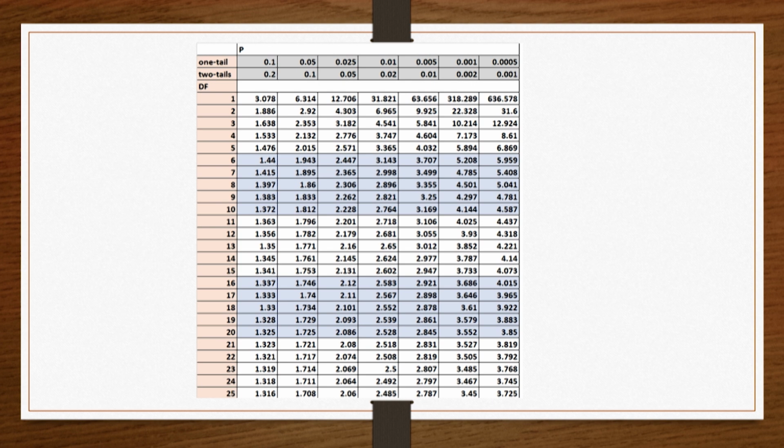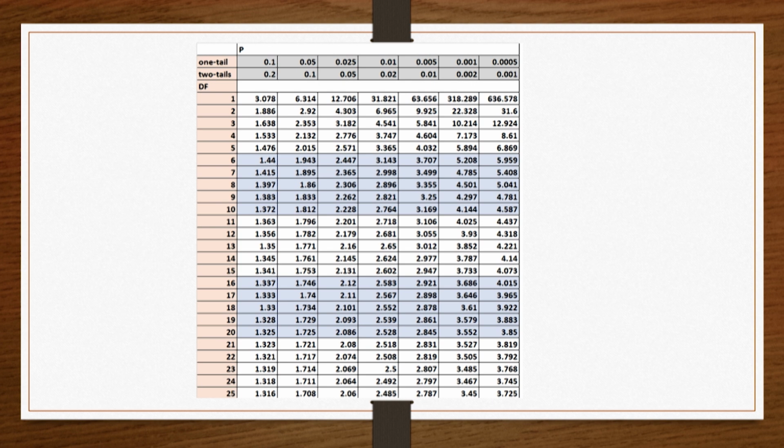Here a table is given. This table is called the t table. You can see this table only in the textbooks, at the last page, whenever you study about t distribution. This t distribution table comes under two folds. One is for one tail test and another is for two tail test.